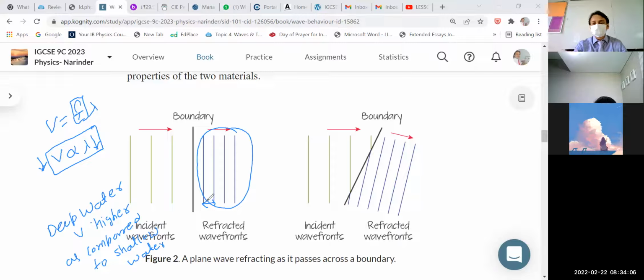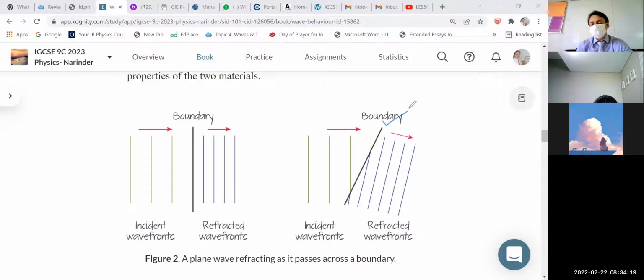Now I want to move to the second diagram here, children. In the second diagram, the boundary is a little bit inclined. It is placed in a different position. Again, on the left hand side, we have deep water. On the right hand side, we have less deep water.